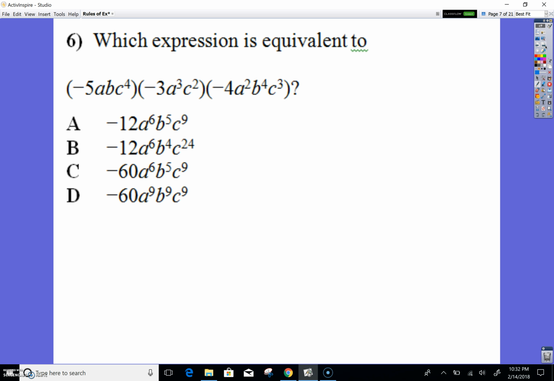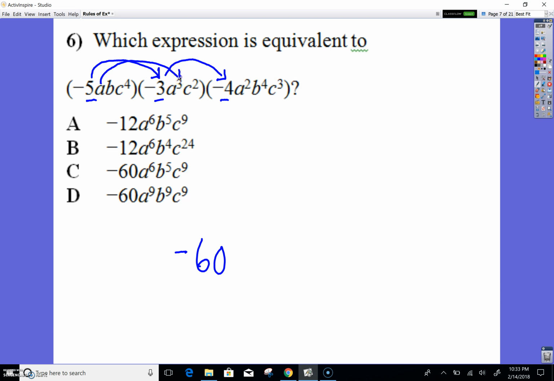Okay, you've never done one with negative signs, but all we have to do is do 2 at a time, or we can do all 3. Negative 5 times negative 3 times negative 4, so those 3 things together should get us negative 60.